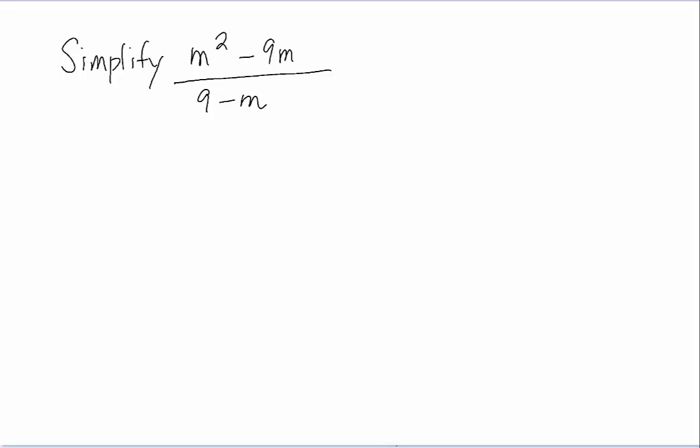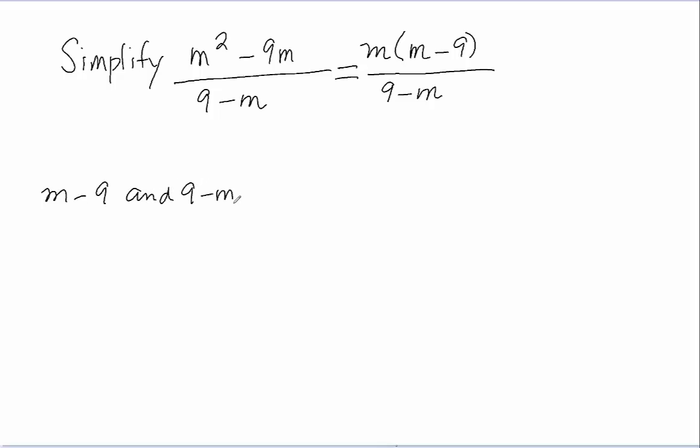In this video, I'll show you how to simplify (m squared subtract 9m) divided by (9 subtract m). Normally when we reduce a rational expression, we will factor the numerator and the denominator. So the numerator has a common factor of m, so I get m times (m minus 9), and in my denominator I have 9 minus m. Now you may recall that m minus 9 and 9 minus m are opposites.